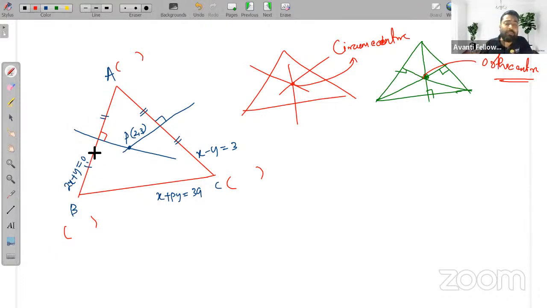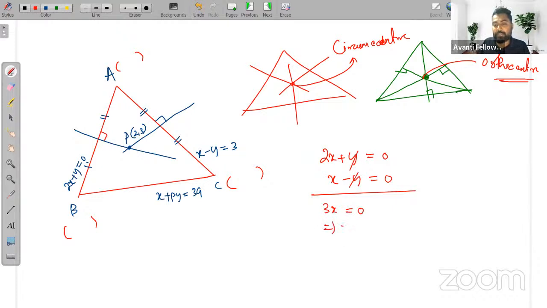You have the equations of AB and AC, and they are intersecting each other. Is that clear or not? If we solve these two equations, 2x plus y is equal to 0 and x minus y is equal to 0, we'll get the vertex A. If we add these two equations, I'm getting 3x is equal to 0, right? That means x is equal to 0. At x is equal to 0, y is also 0.